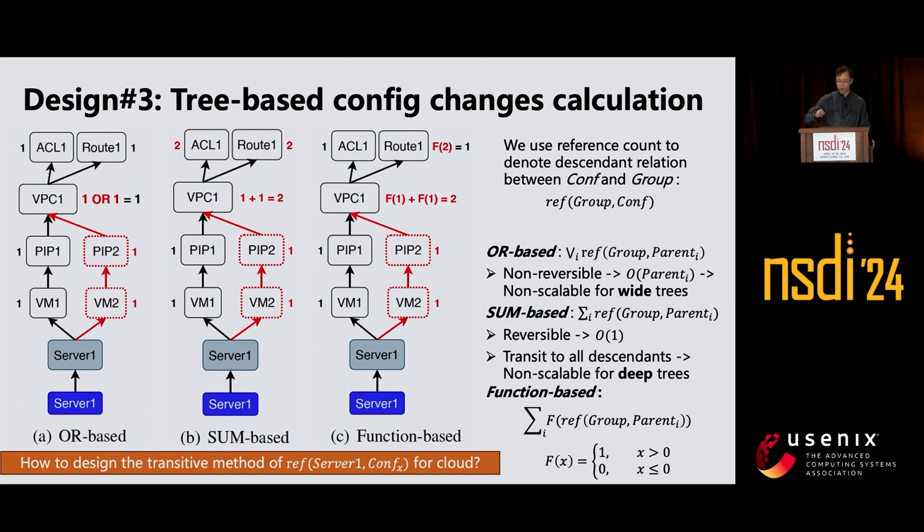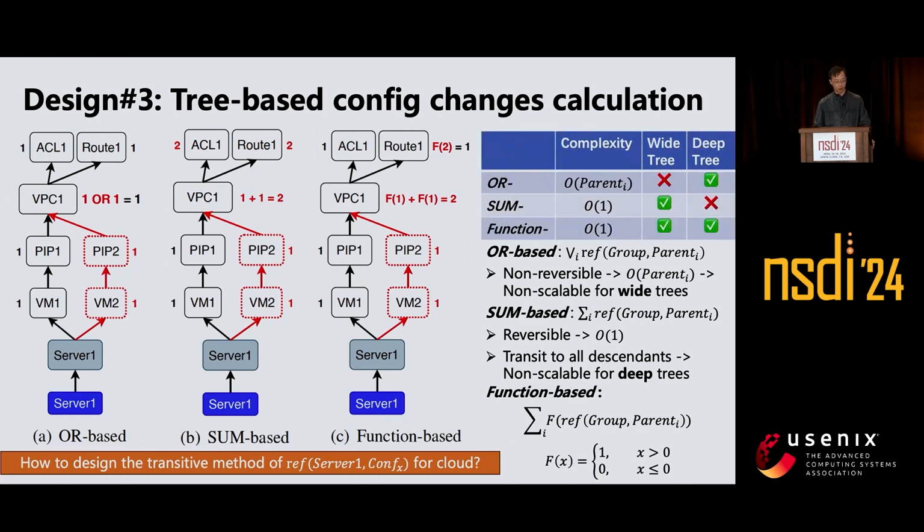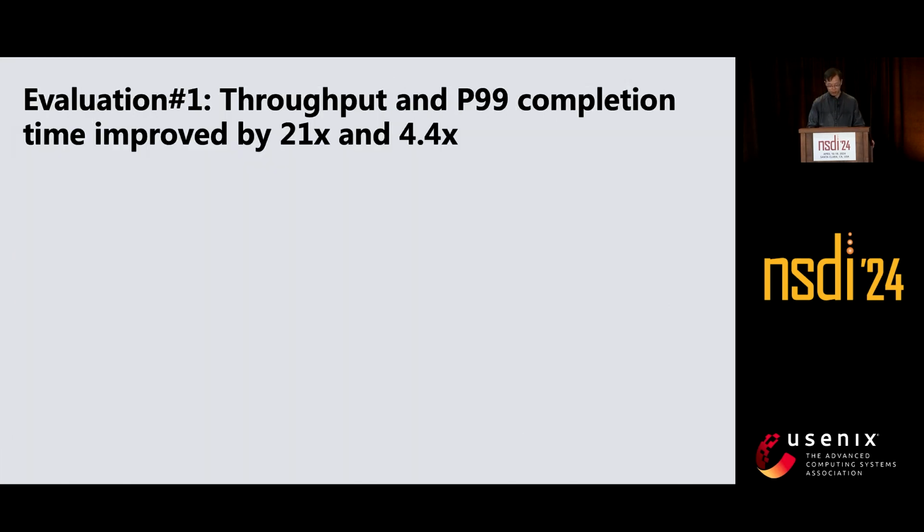So we tried an all-based way, which is good for deep trees. We tried a some-based way, which is good for wide trees. But finally, we got a function-based way, which is a 0-1 conditional function way to calculate the reference. It's similar to sigmoid or some machine learning algorithm. But anyway, this works, and finally we got a good result.